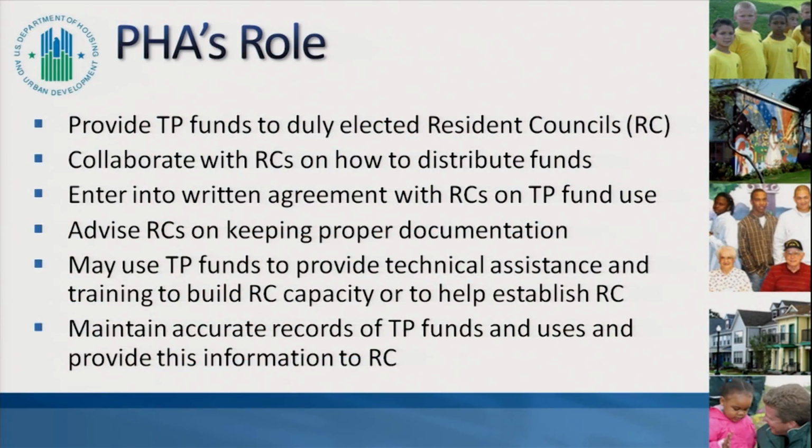Thank you very much, Ed, and thank you, Virginia. The Housing Authority obviously has a role, and the role is in partnership with the resident council. The first thing we have to understand is that the funds go to the Housing Authority.